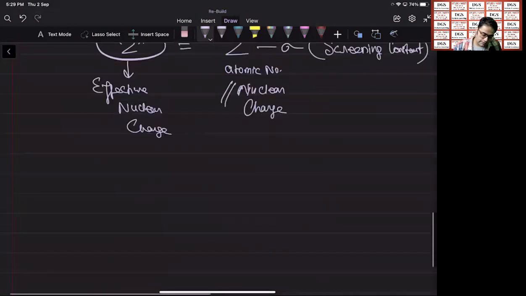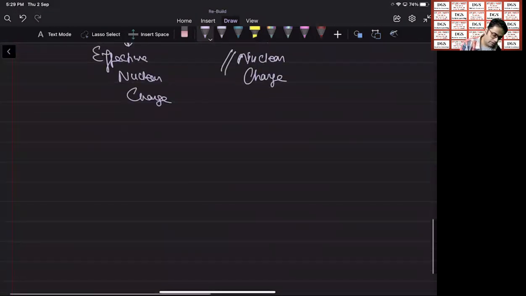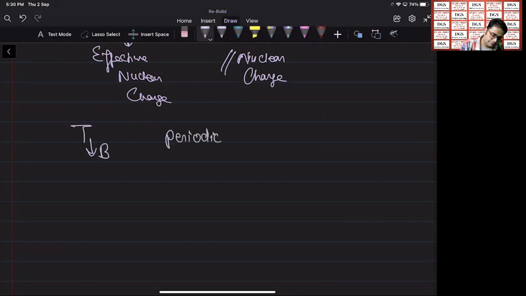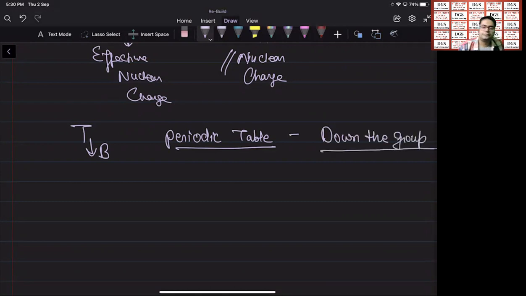So let's talk about when we move from top to bottom in our periodic table. It is known as down the group. When we move from top to bottom, as we say, down the group, the number of shells keeps on adding.